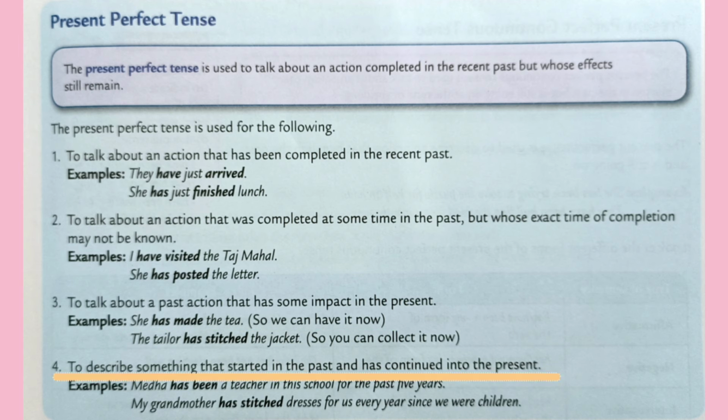The next use of present perfect tense is to describe something that started in the past and has continued into the present. For example, Medha has been a teacher in this school for the past 5 years. In this sentence, we can see that the present perfect tense is used to talk about the time when Medha started teaching, and in the present, she is still continuing the action of being the teacher. So the action started in the past and it is still continued in the present.